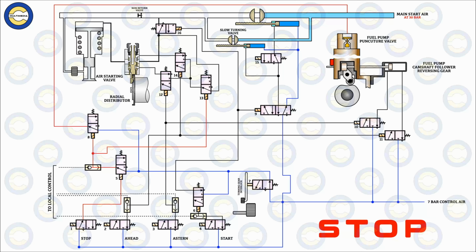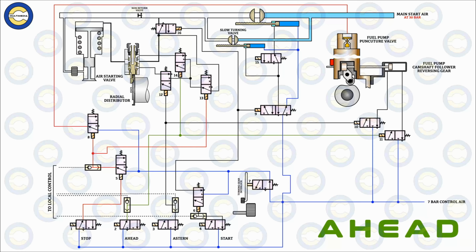Now imagine a situation when the ahead direction movement is set in the position in the control room. This will further activate the valve 14 and this will allow the 30 bar air into the distributor under the condition when the valve 16 is operated. It will also operate the valve 11, which will allow the air to the fuel pump cam follower servo motor.